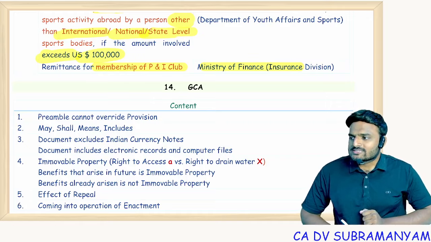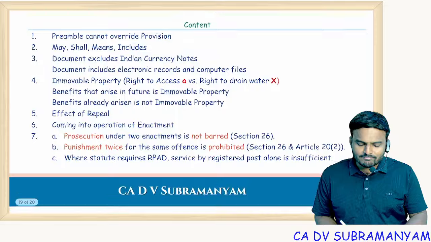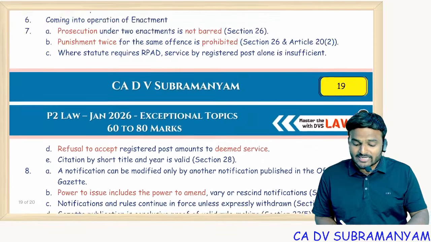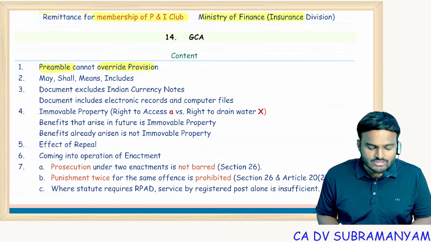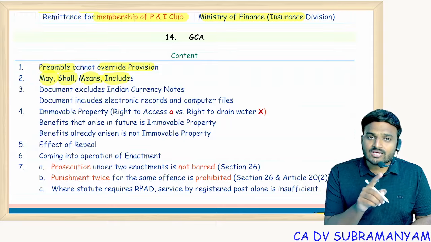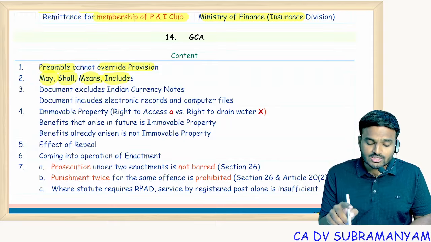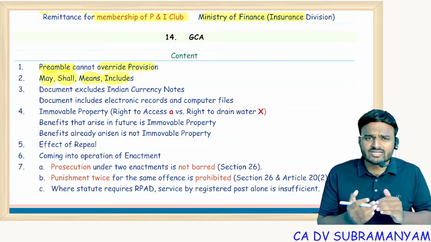2 hours completed. Last topic, General Clauses Act. Important points. I prepared a list of some 10 important points. So remember, preamble can never override provision. Go through the definitions of may, shall and includes, where may should be interpreted as shall and shall interpreted as may. Give one time reading. In examination, write at least half of the answer.